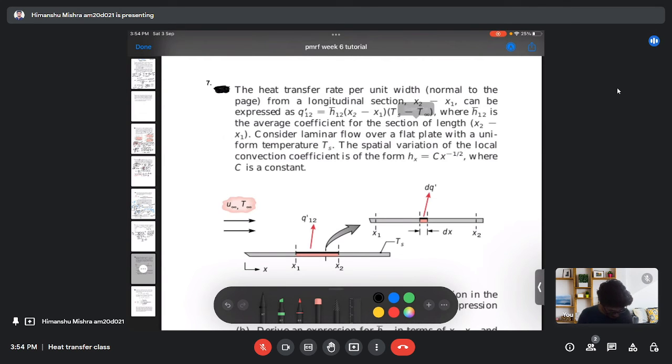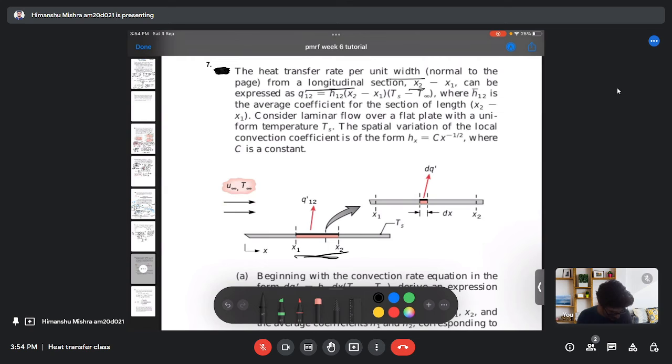In the seventh question, the heat transfer rate per unit width from a longitudinal section x2 minus x1 can be expressed by this relation, where h12 is the average coefficient for the section x2 minus x1. So we have been given the heat transfer coefficient rate for this region only.